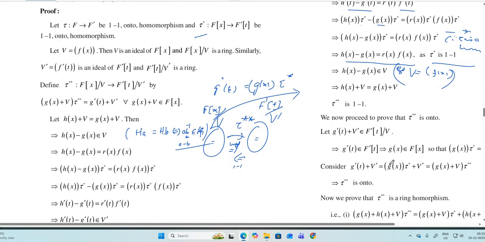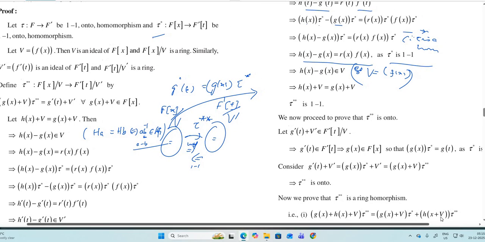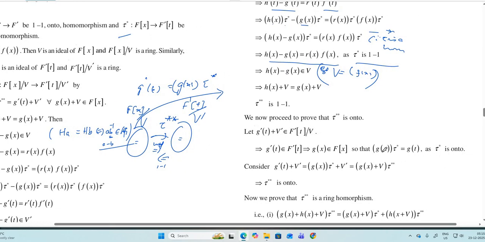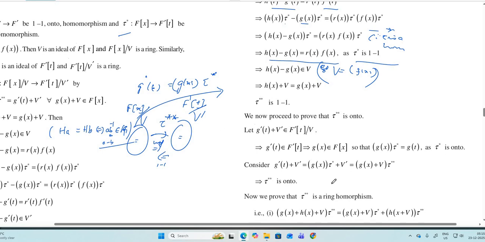Now to prove that tau double star is onto, you consider an arbitrary element in the codomain, a member of f prime of t mod v prime, which means, because tau star is onto, you can find one g of x in f of x so that you have this step. So the existence of g of x in f of x is assured. So g of x plus v will act as the pre-image. So immediately you have your tau double star to be onto.